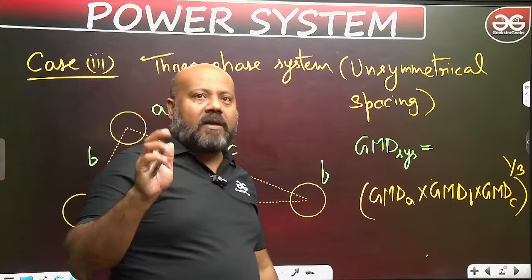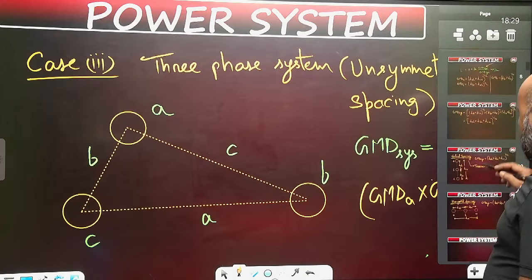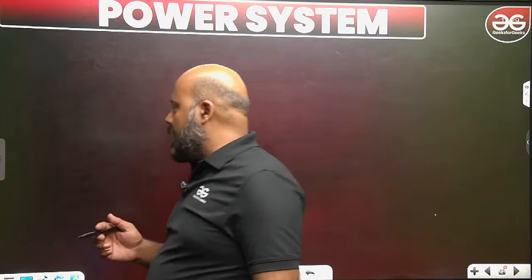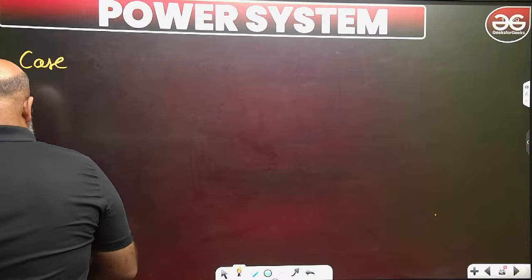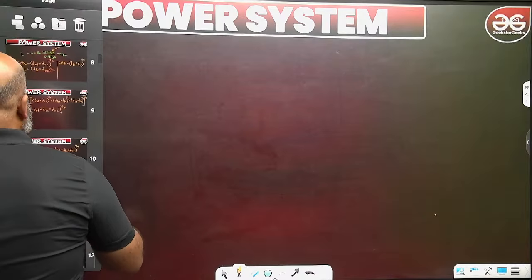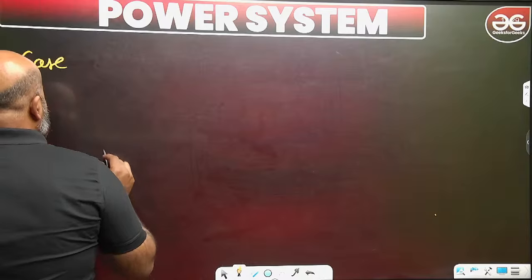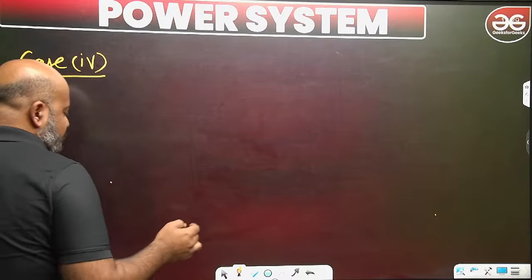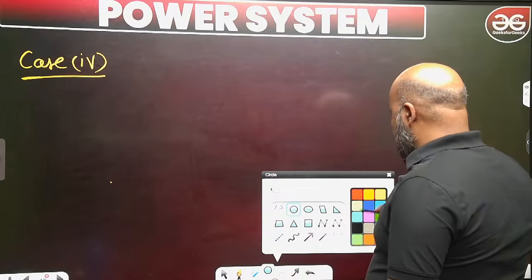Approximately it is going to be the same value, almost the same. So we have discussed the GMD when we are calculating GMD for a three-phase system. Let us discuss some more cases. Suppose I am talking about stranded conductors. When we talk about stranded conductors, one of the most interesting cases is bundled conductors. How you are writing it, just see this.